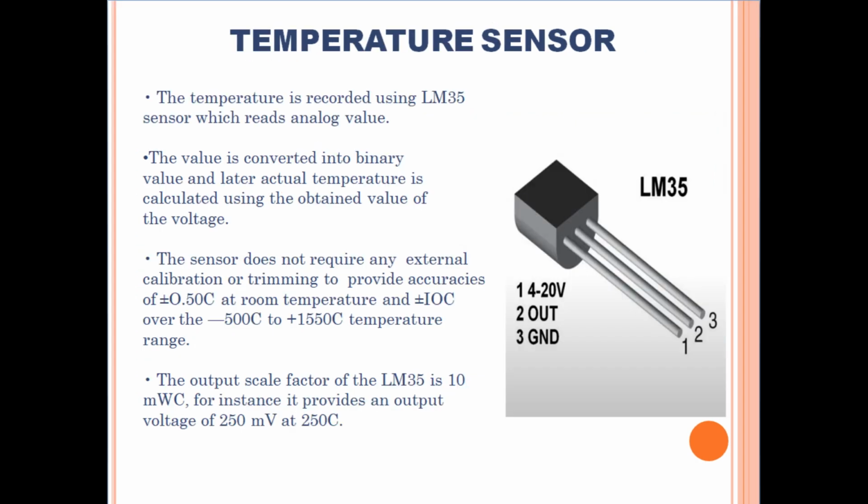Let's look at the temperature sensor. The temperature is recorded using the LM35 sensor, which reads an analog value. This value is converted into a binary value and later the actual temperature is calculated using the obtained value of the voltage. The sensor does not require any external calibration or trimming to provide accuracy.